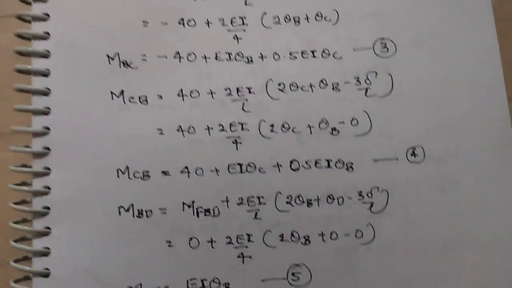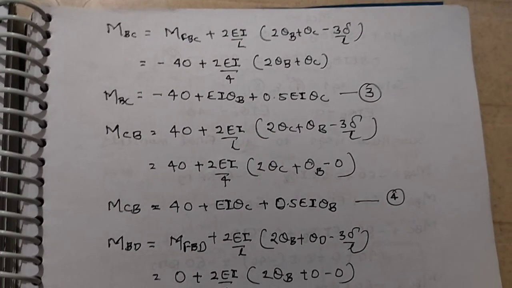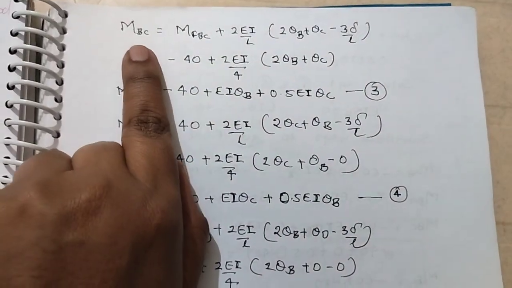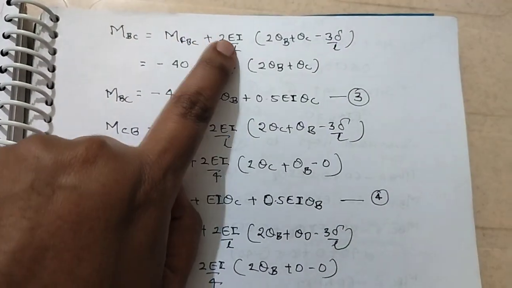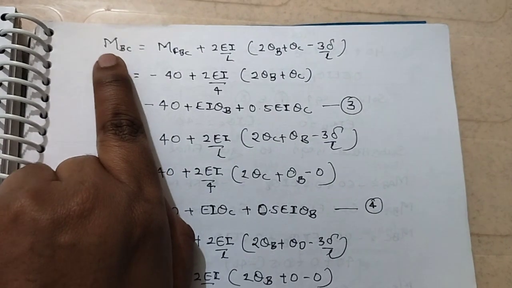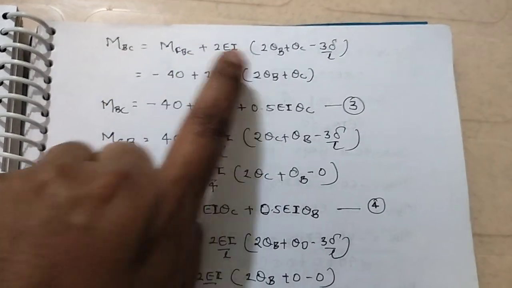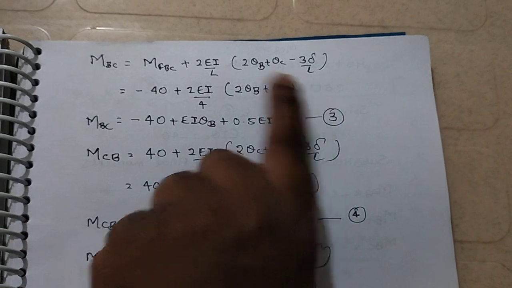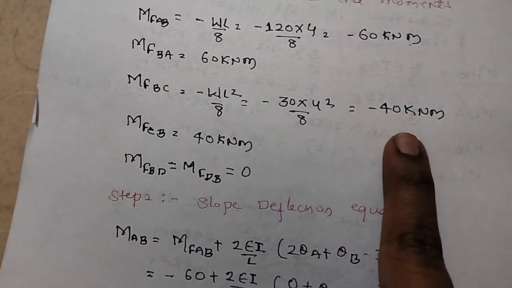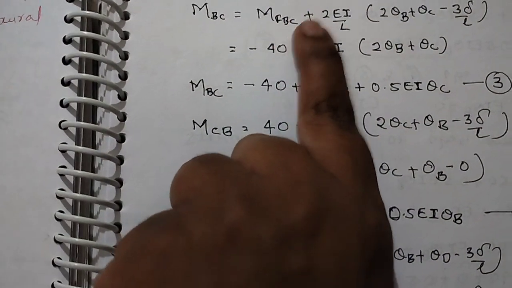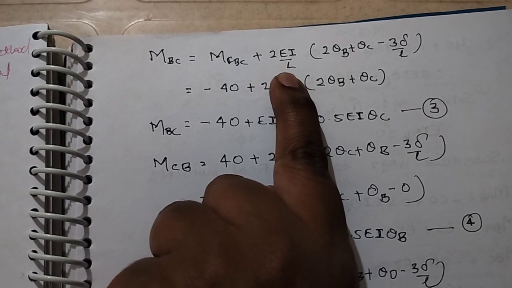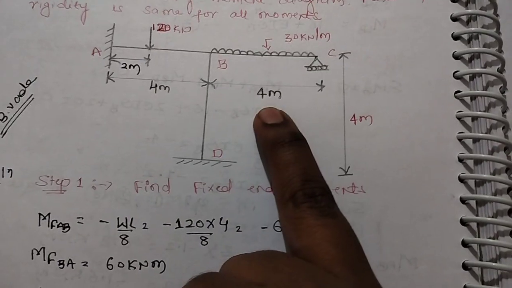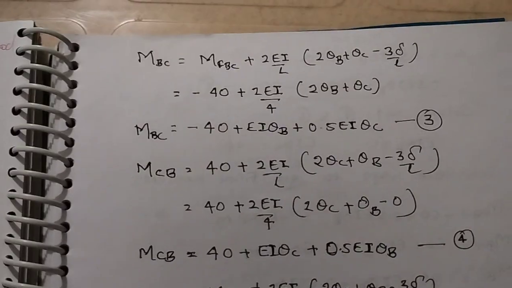Next I will go for the span. MAB is calculated, MBA is calculated. Now I will go for MBC. So the formula for a beam without sway: MBC is equal to MFBC plus 2EI by L, first term twice of that value, and second term as it is. So 2 theta B plus theta C minus 3 delta by L. What is the value of MFBC? MFBC is minus 40. So I will substitute here minus 40 plus 2EI by L. What is the span of BC? If you see in this diagram, that is 4 meter. So accordingly, L is equal to 4.